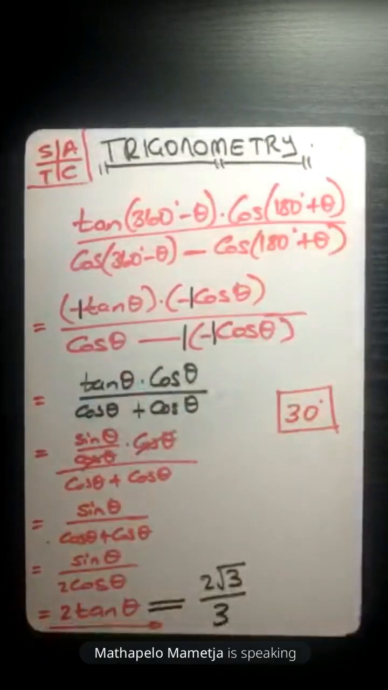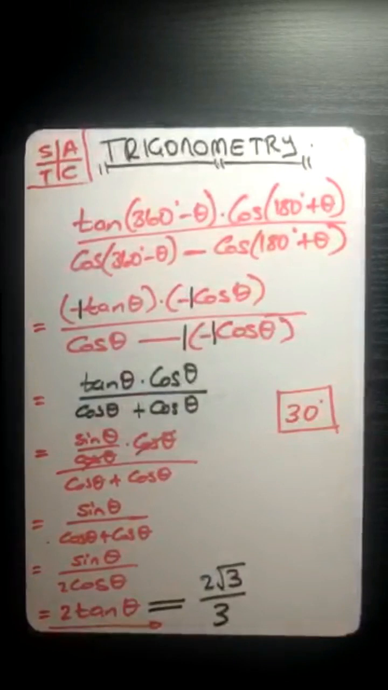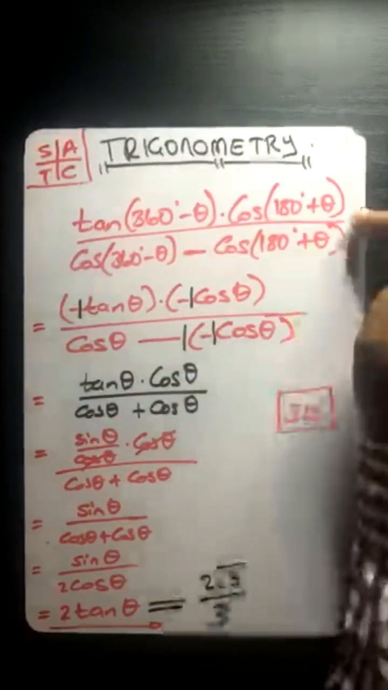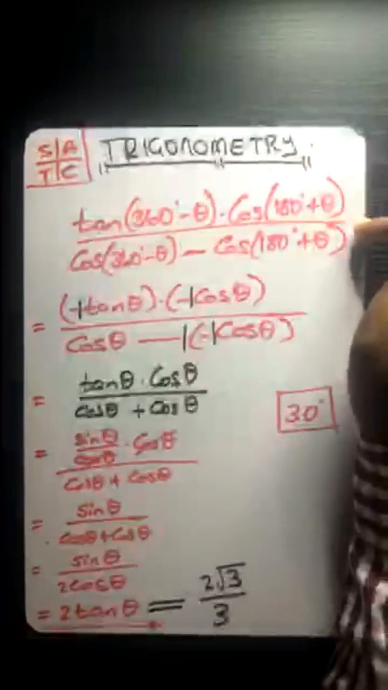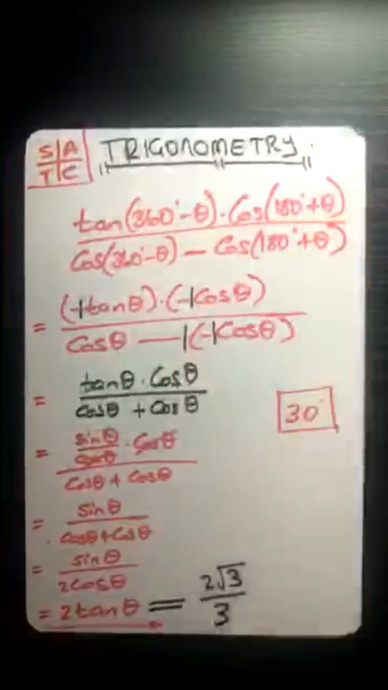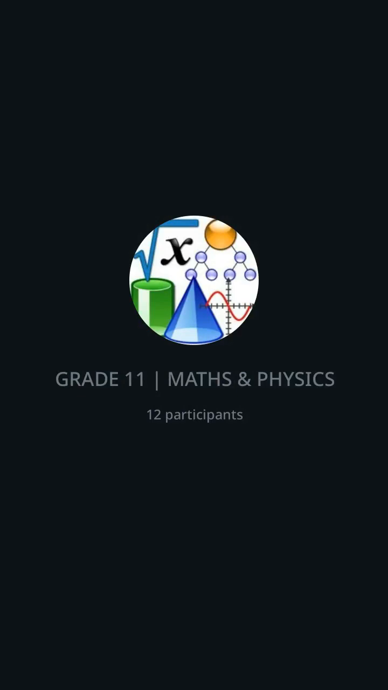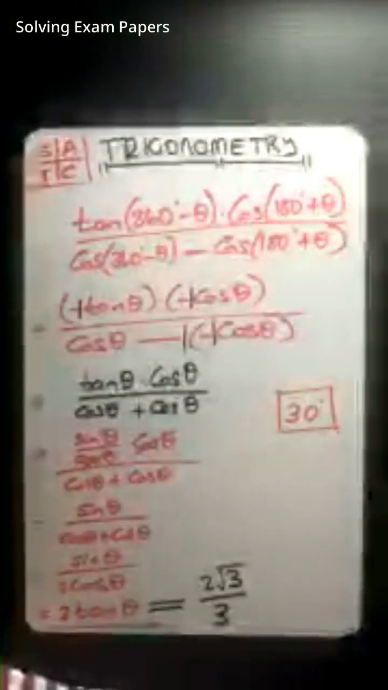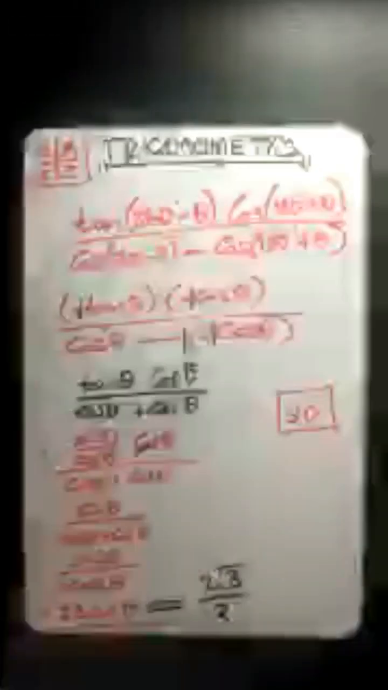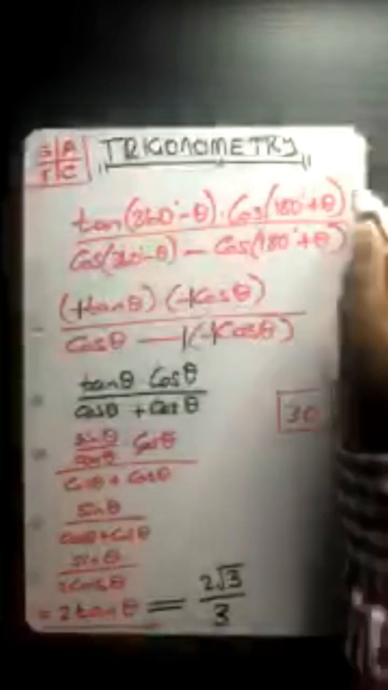I'm getting square root of 3 over 6. Different answer. Okay. What are you guys getting there? Who else got an answer for that one? I got 2 square root 3 over 3.